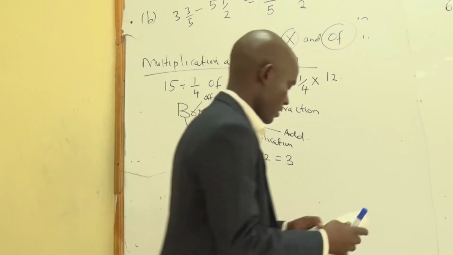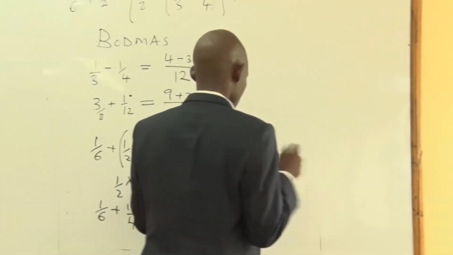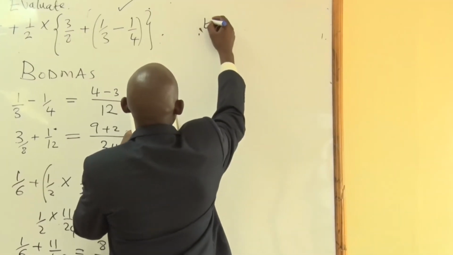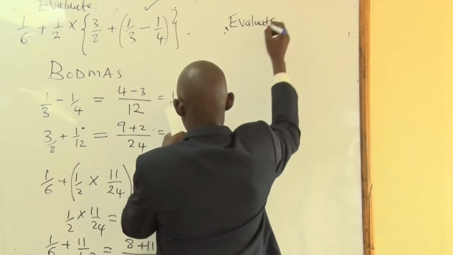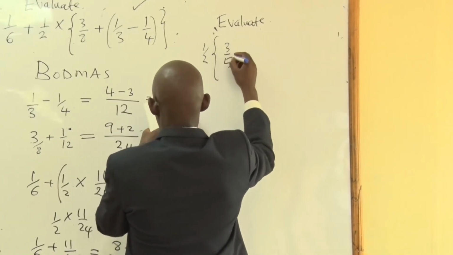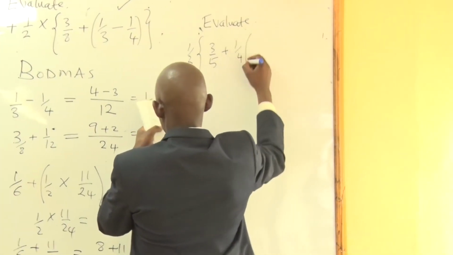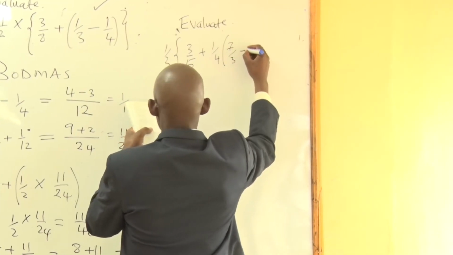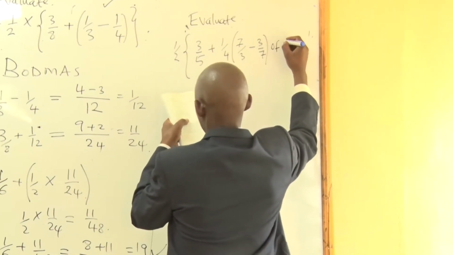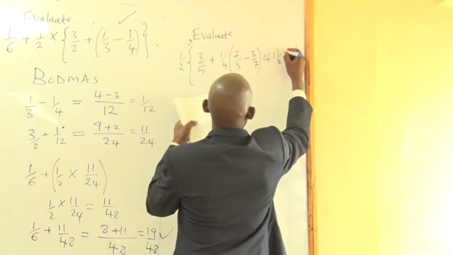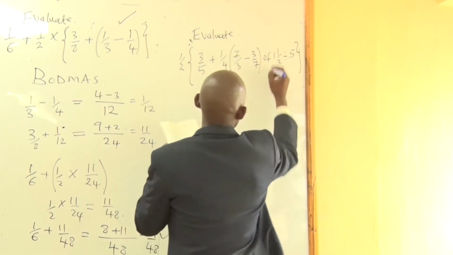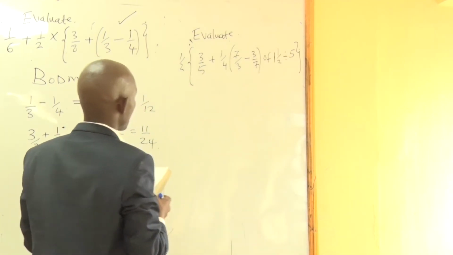If you are given to evaluate a half into 3 over 5 plus a quarter into 7 over 3 minus 3 over 7, of 1.5 divided by 5. That is the question we are having, and we are supposed to evaluate.